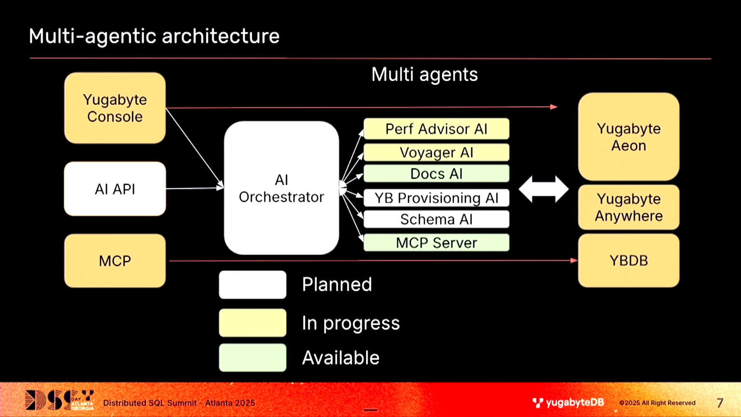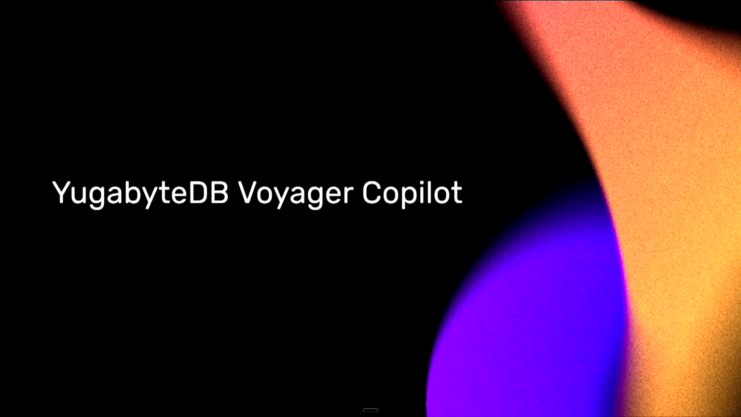And then we're planning on building a YugabyteDB provisioning agent, so provisioning the clusters, allocating nodes, different operational tasks. A schema AI, which would be for developers. How would you create the schema in an optimal way for Yugabyte? And then we have the MCP server, which is already out and available. And then we want an AI orchestrator level that talks to these agents. Maybe it talks to one, so it takes in the user's question and channels it to the right agent. Maybe it uses multiple agents. And that connects to the universes. So in green, they're available. In yellow, they're in progress. And the white is what we're designing right now.